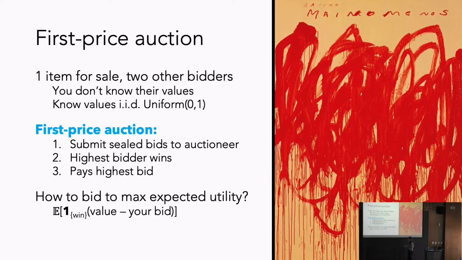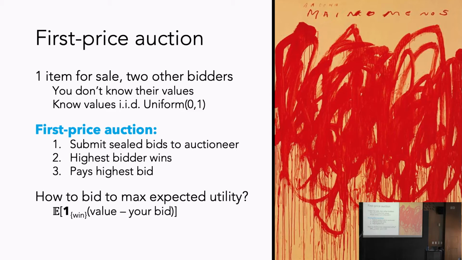Okay, so the question is, how should you bid to maximize your expected utility? And the expectation is over the draw of the other bidders' values. So expected utility. Remember, utility is your value for the items that you got minus the price that you paid. So if you don't win the auction, your utility is going to be 0. You don't get any items and you don't pay anything. Otherwise, if you do win, your utility is your value minus the price you paid, which is your own bid.